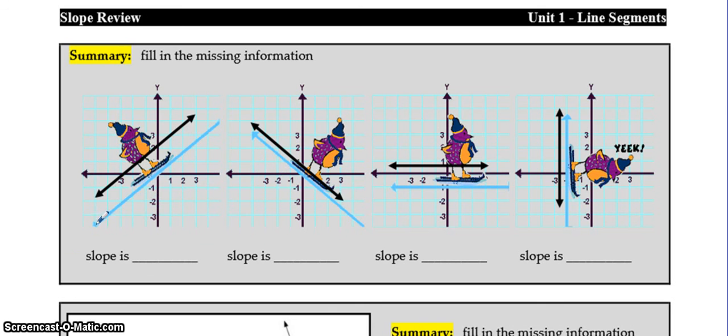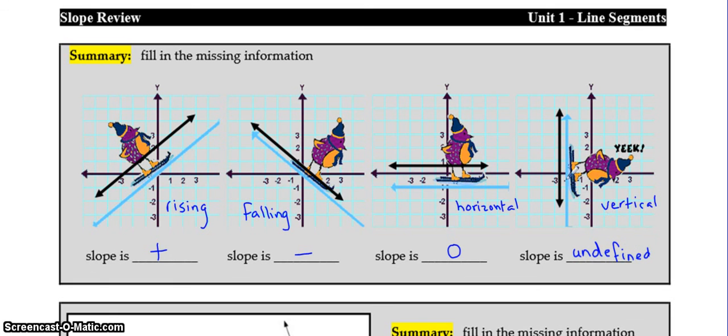If your line is rising from left to right, then your slope is positive. If your line is falling from left to right, then your slope is negative. If your line is horizontal, then your slope is 0. And if your line is vertical, then we say the slope is undefined.